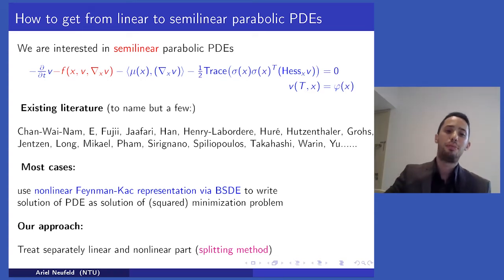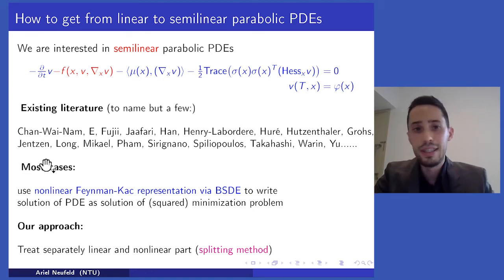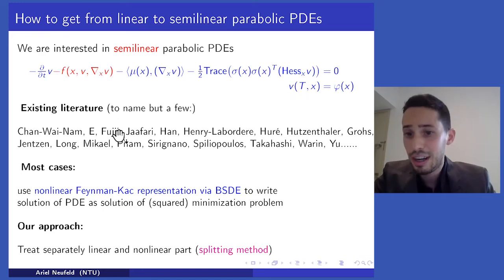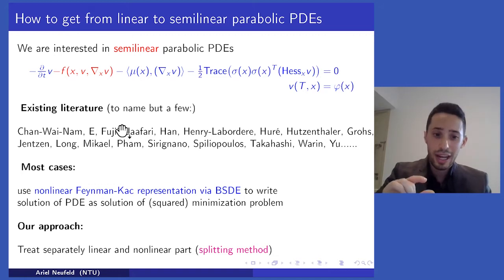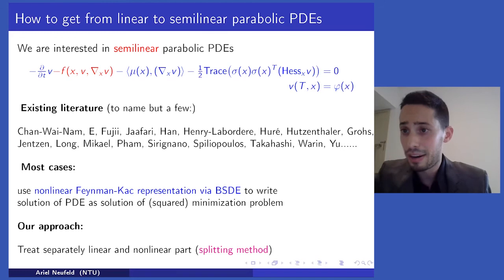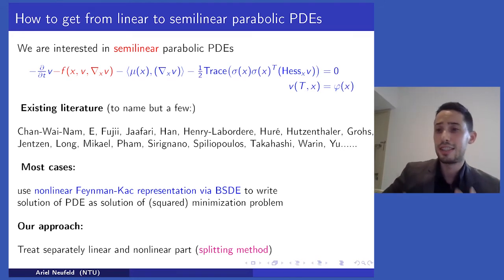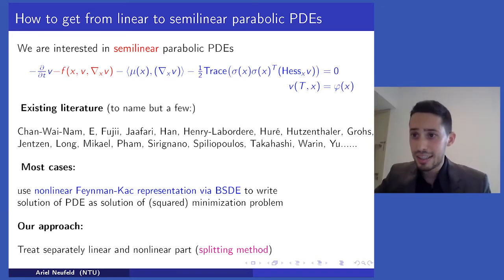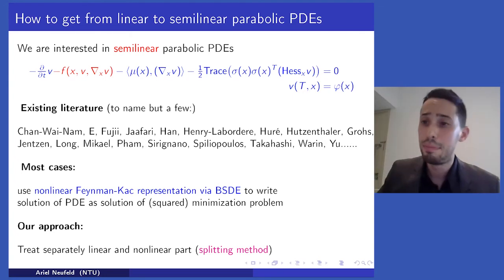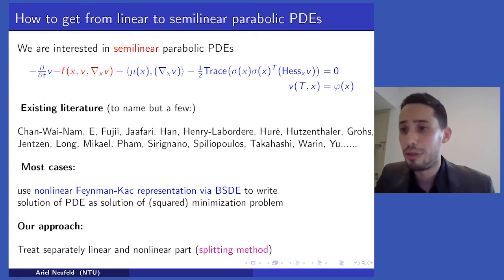So the key idea of our approach is we have our nonlinear PDEs as written here above. Here this corresponds to the linear part, and the red part corresponds to the nonlinear part. What we would like to do is treat the linear part and the nonlinear part separately, what is referred to as a splitting method, and use this trick to then use the classical Feynman-Kac representation rather than an implicit representation, what is referred to as the nonlinear Feynman-Kac representation.